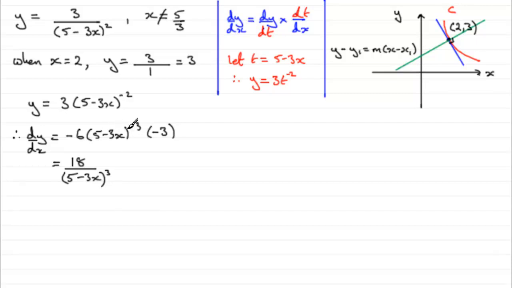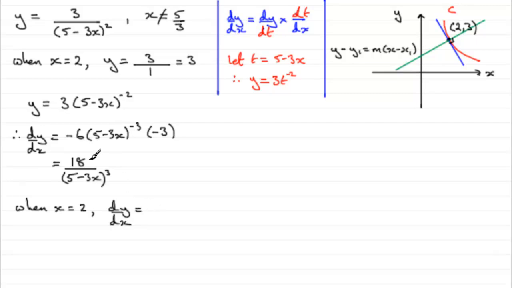Okay, I certainly wouldn't leave it as a negative power. Much better to have these as positive powers. So this gives us the gradient of the tangent at any point on the curve C. But we're looking at the gradient of the tangent at a particular point, x equals 2. So I would want to say that when x equals 2, find out what that gradient is. Find out what dy by dx is.